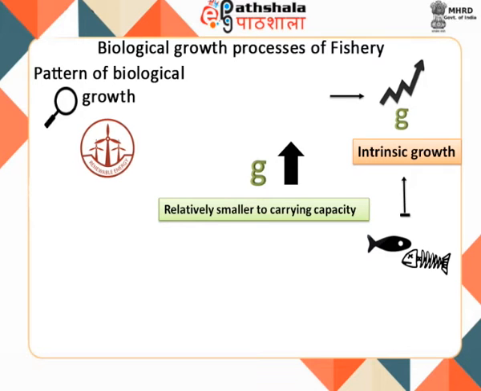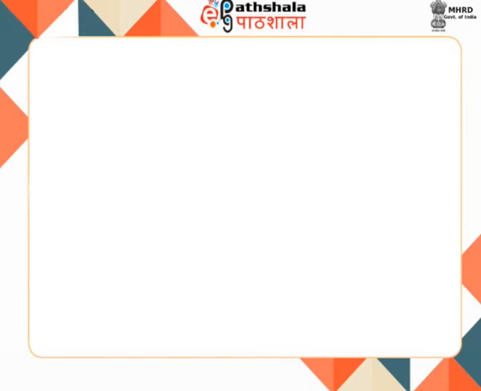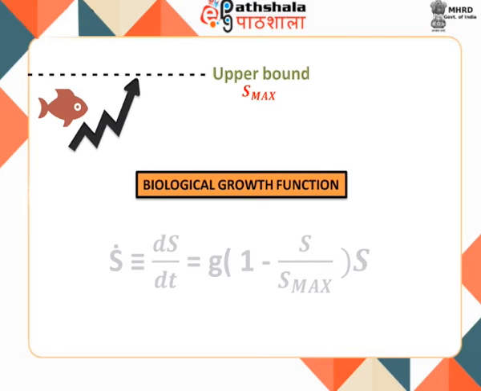Then, in the absence of human predation, the rate of change of the population over time is given by dS/dt, which is identical to S dot, which is further equal to gS. Now let's suppose that under a given set of environmental conditions, there is a finite upper bound on the size to which the population can grow. We will denote this as S max. We may therefore write the biological growth function as S dot identical to dS/dt, which is equal to g multiplied by (1 minus S divided by S max) into S, where g is greater than 0.